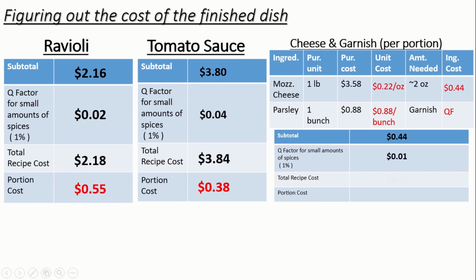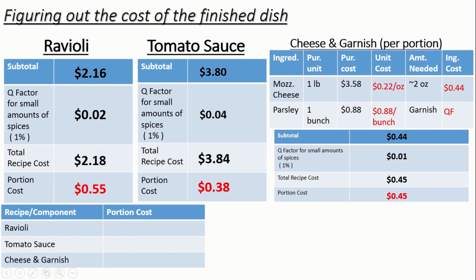multiply by 1%, find the recipe cost. So to garnish the plate would cost us 45 cents. Sometimes you will see that the garnish or certain components on the dish actually cost more than your main ingredient. Sometimes that's the case.